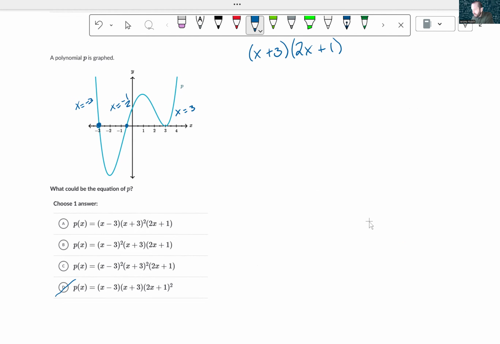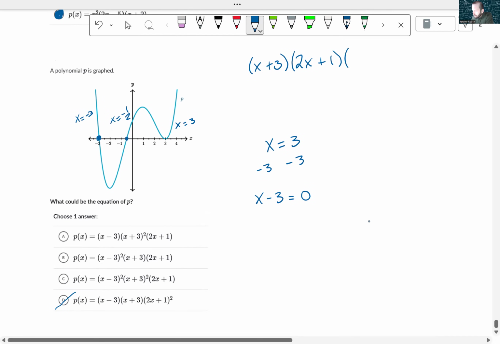So our last one we're looking at is x equals 3. If we subtract 3 on both sides, we get x minus 3 equals 0. So our third factor or factor pair is x minus 3. Okay, so this one's bouncing off the x-axis, so that means it's going to be squared. So now let's see if we can match these up. You might have seen the answer already. It looks like our answer is going to be B for this one also.